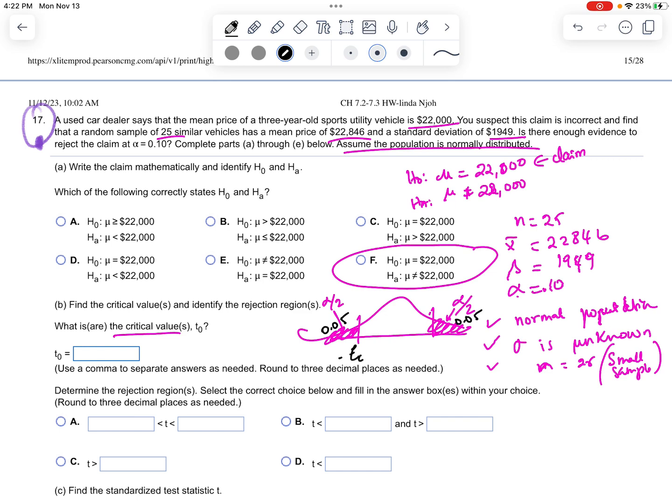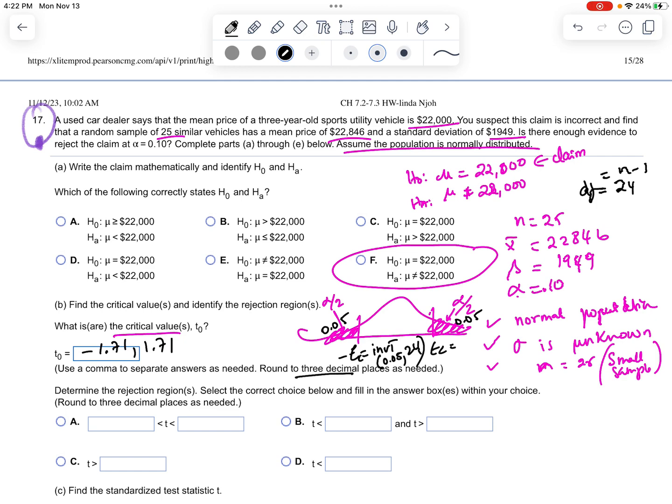There goes tC. Now, how do we find tC, people? It's inverse T. You're going to put area to the left and degrees of freedom, which is 24, n minus 1. That's how you do that. Second function, DISTR, inverse T. Area to the left, 0.05. Degrees of freedom, 24. So this guy is negative 1.71, comma, 1.71.